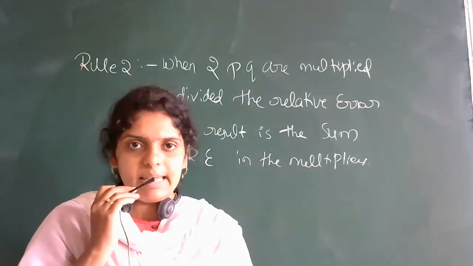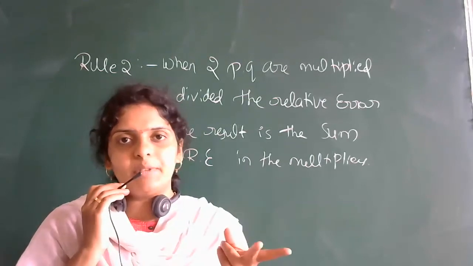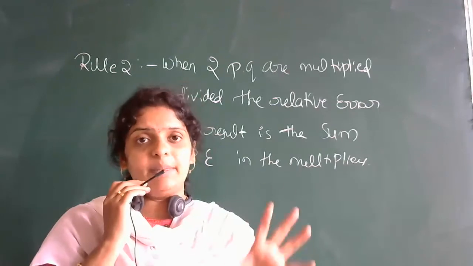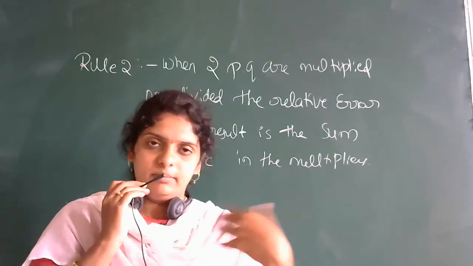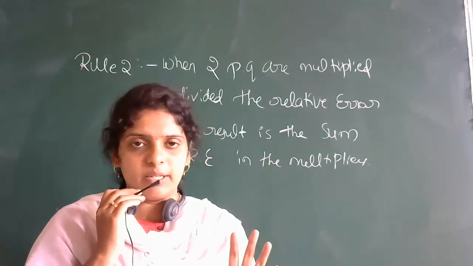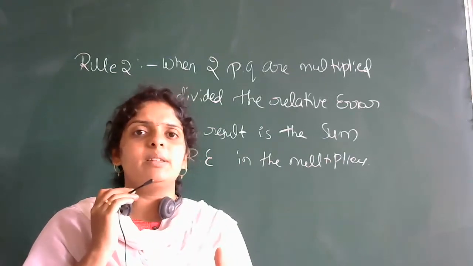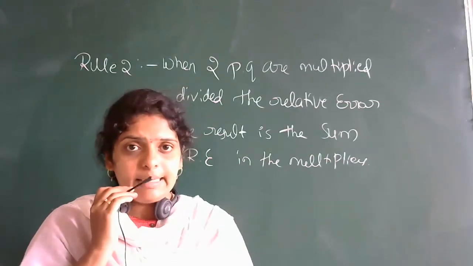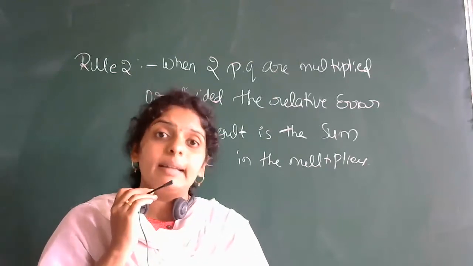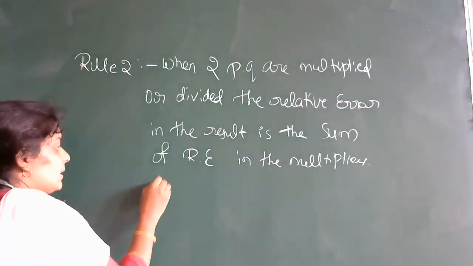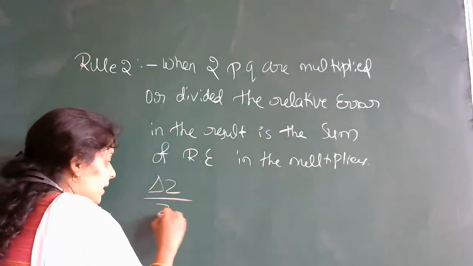In the same way, we are taking two physical quantities X and Y, and whatever answer you get is your Z. Three quantities we are taking: X, Y, Z. Then the errors are represented as delta X, delta Y, delta Z. How do you write the relative error? You write it as delta Z divided by Z.